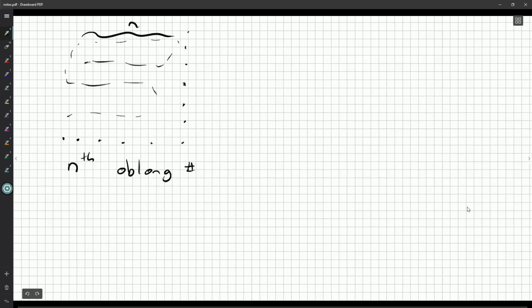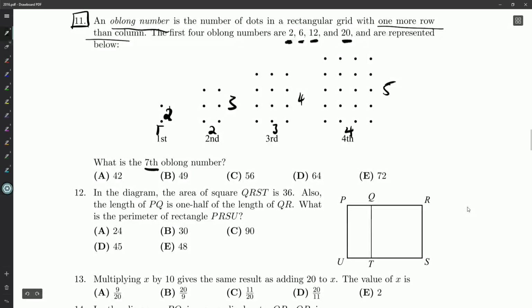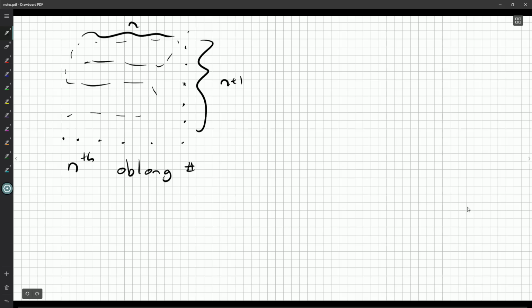Okay. So the general pattern that we can notice is the nth oblong number has n dots across, or n columns, and n plus one rows. There's always one more row than column, and I notice that for the first one, we've got one column. For the second one, we've got two columns. So for the third one, we get three columns, and that's sort of our starting number.